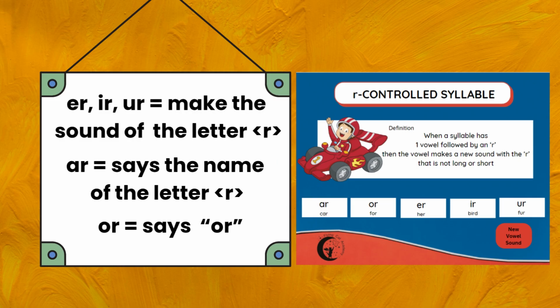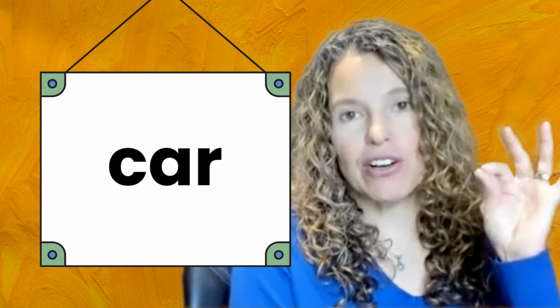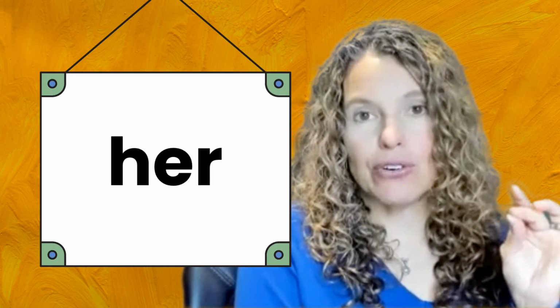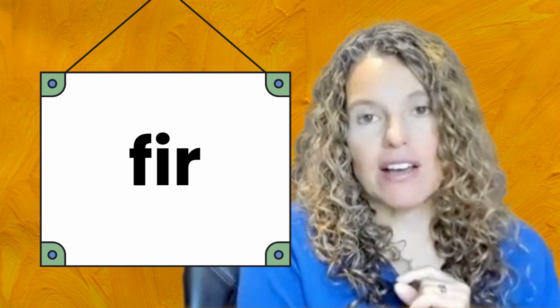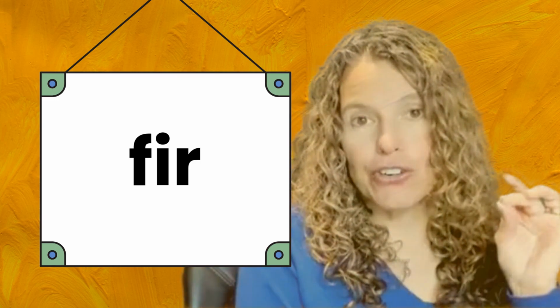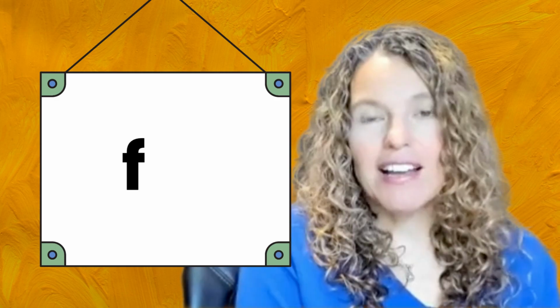And then we can show how this works. So think of the word car. When we tap it out, we hear K, R. It's saying its name. What happens in her? We hear H, and then the sound of R. Think of fir, like a fir tree, F-I-R, F-er. And now think of fur like fur on a dog, F-er. And then we have the OR combo saying or.